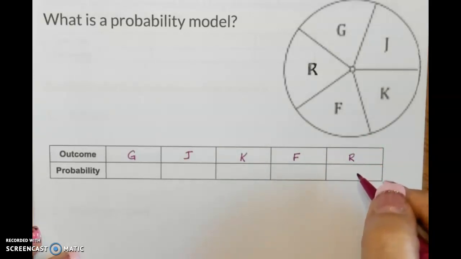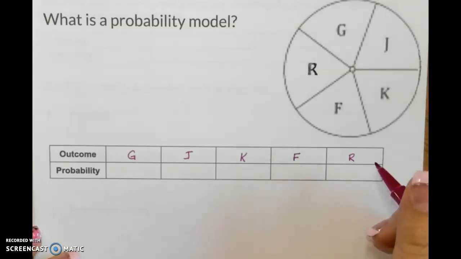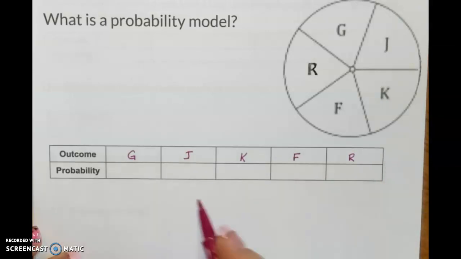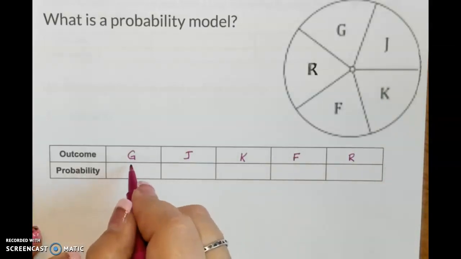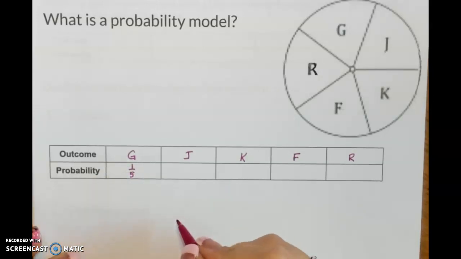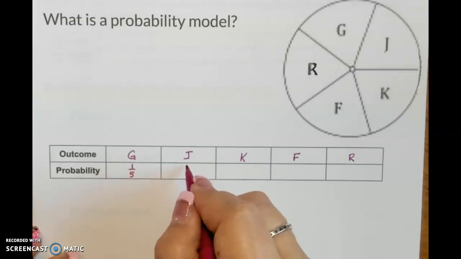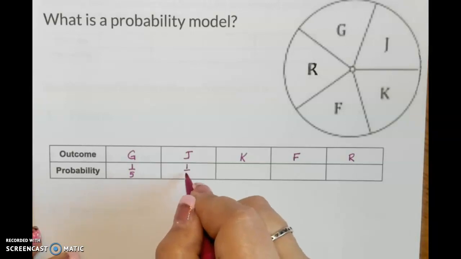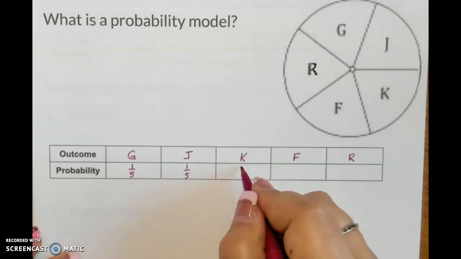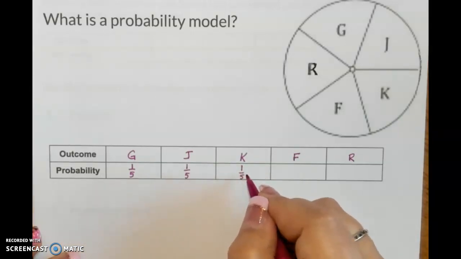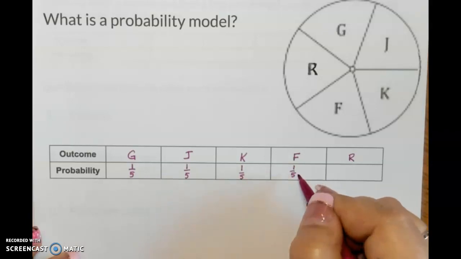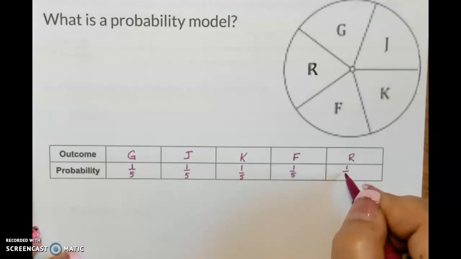Remember that probability is the number of ways the event can occur over the number of possible outcomes. So the probability of landing on a G is 1 out of 5. There's only one G out of 5 different sections. The probability of landing on a J is also 1 out of 5. Same for K, same for F, and same for R.